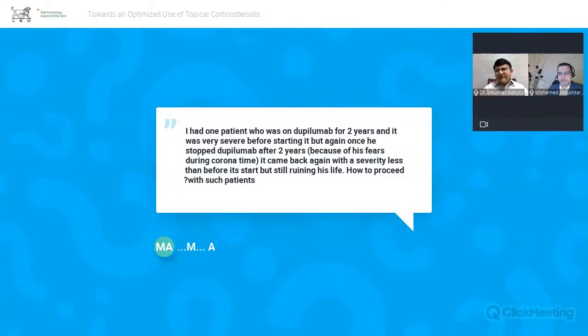Regarding dupilumab and the vaccination and COVID, dupilumab is an immune modulator, and Th2 cytokines are primarily involved. This has nothing much to do with viral infections or vaccination. So it's a relatively safe molecule.